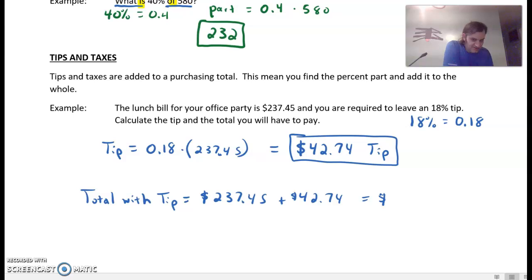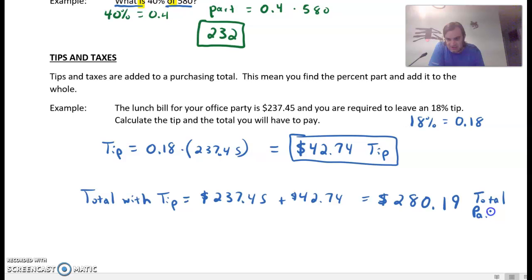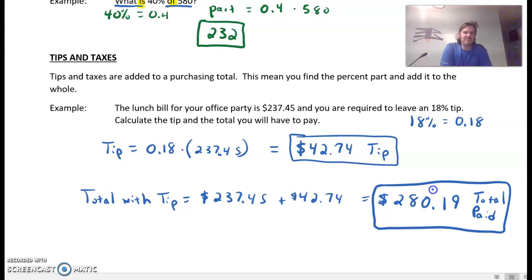Well, let's see here, 42.74. If I hit the right buttons, I am being charged, or giving, the amount of $280.19. This is the total paid. Okay, so I asked 2 questions there. You may only be asked 1, but make sure you understand how to get to one from the other.